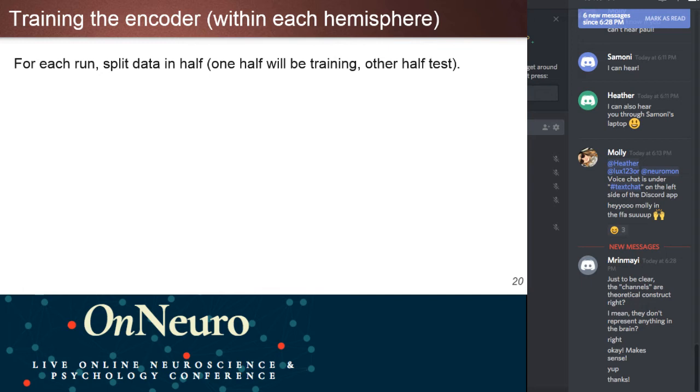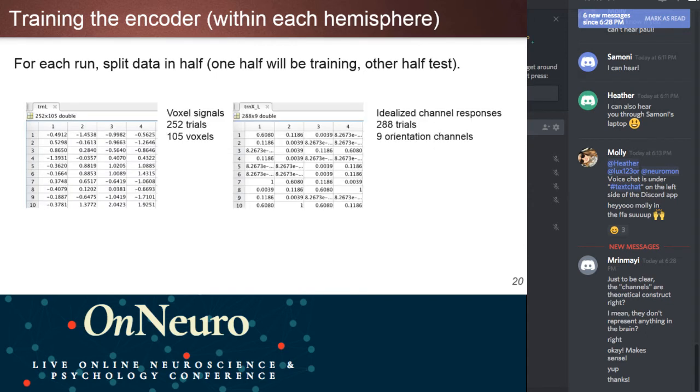Basically, what happens now that we've constructed this hypothesized underlying representational content of the ROI is that we train the encoder on fMRI data. For every run that these experimenters collected, they're going to split the data in half. Half of the trials will be training and half of them will be test. As part of the matrices for the training and the test, there are 252 trials in the training set and 105 voxels.